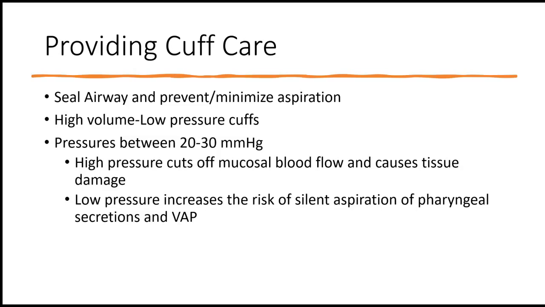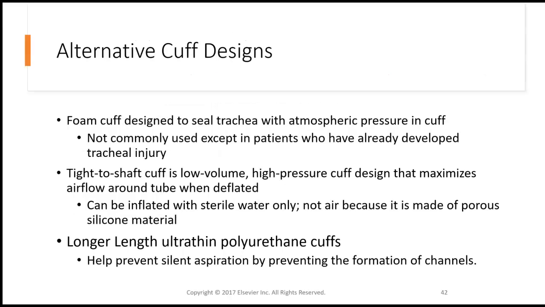Your book talks about high volume, low pressure cuffs. These are cuffs designed specifically to use less pressure while still being able to seal off the airway, so that we avoid any of this ischemia or mucosal trauma. So we want our pressures between 20 and 30 millimeters of mercury. High pressures cut off that blood flow, but low pressures increase the risk of silent aspiration and ventilator-associated pneumonia.